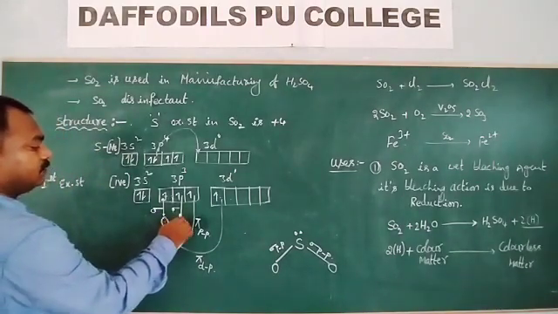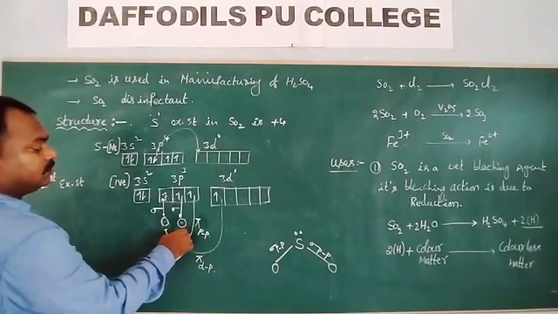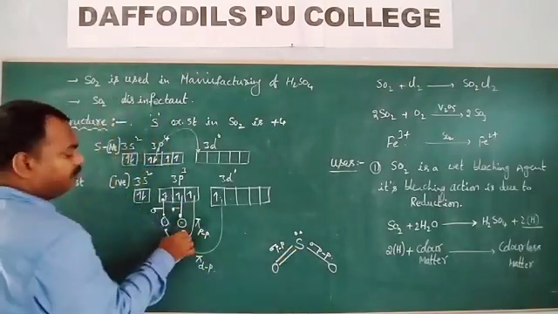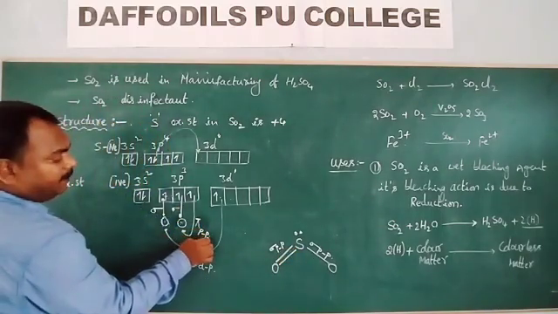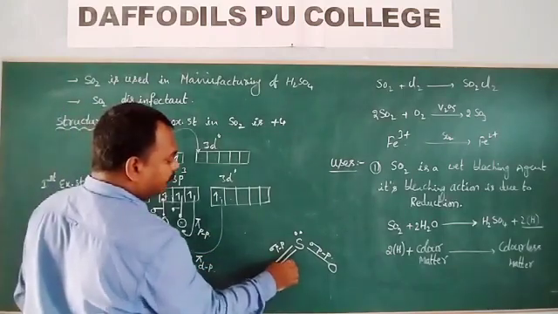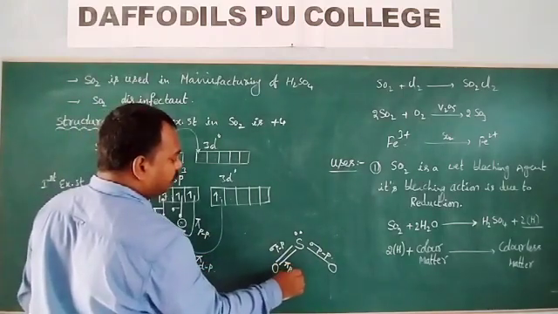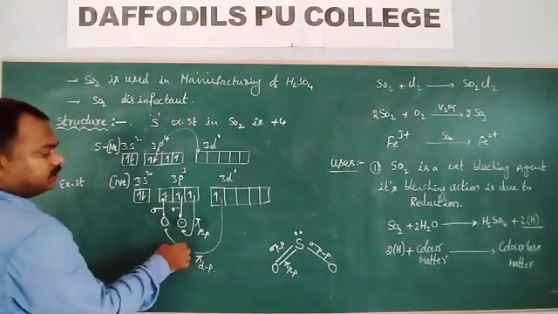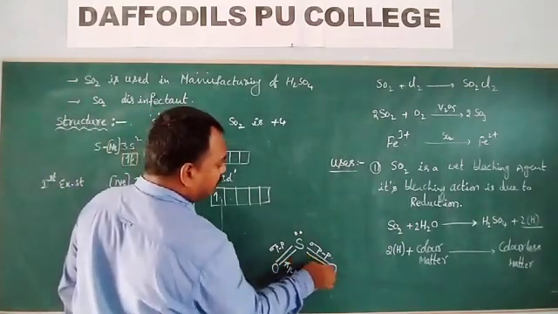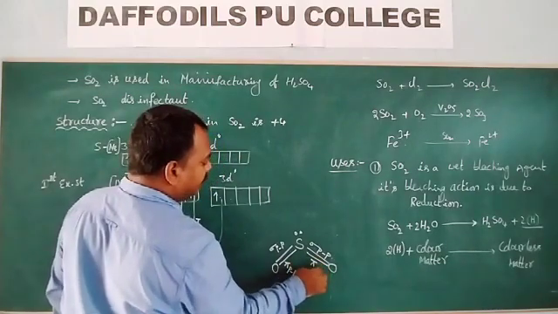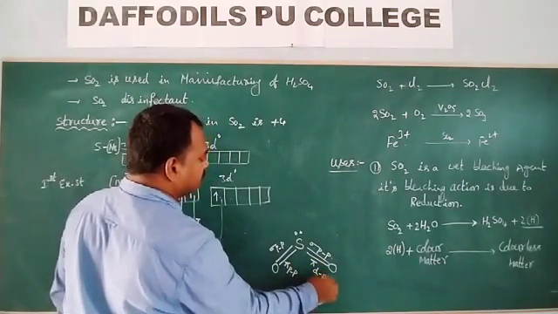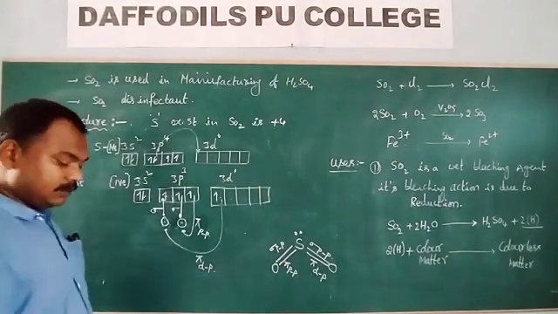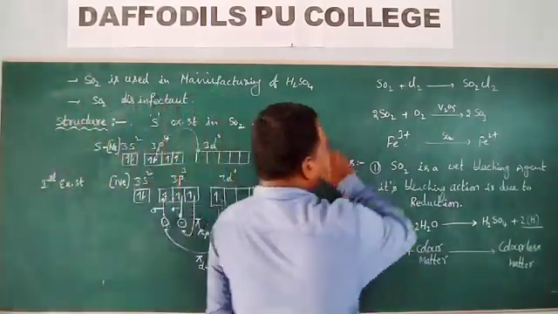This is another pi bond. So what kind of pi bond is this? Pi pp bond. Next, what about this one? Another oxygen makes another pi bond, and this one is pi dp. So this is the structure of sulfur dioxide.